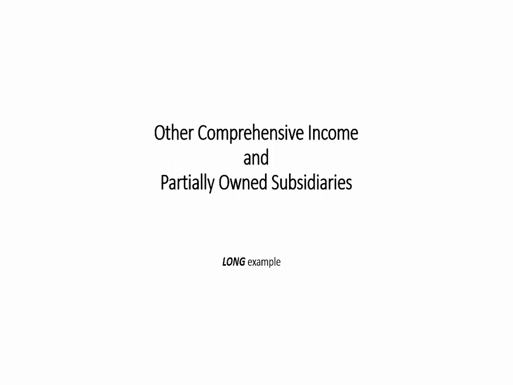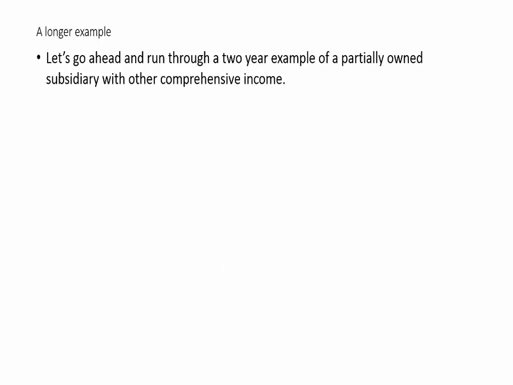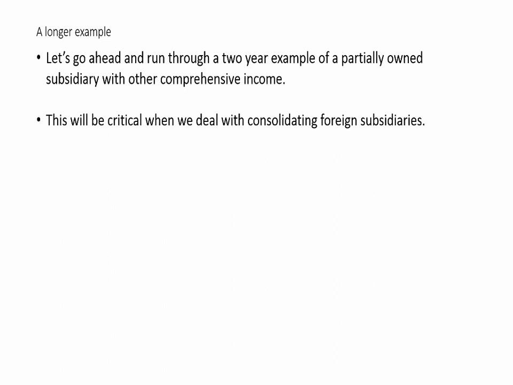Okay, let's go ahead and take a look at a 2-year example of a consolidation of a partially owned subsidiary where there is other comprehensive income involved. And this is going to be pretty lengthy, I'm afraid. Now, you might wonder why we're going to spend so much time running through a 2-year example of a partially owned subsidiary with other comprehensive income.